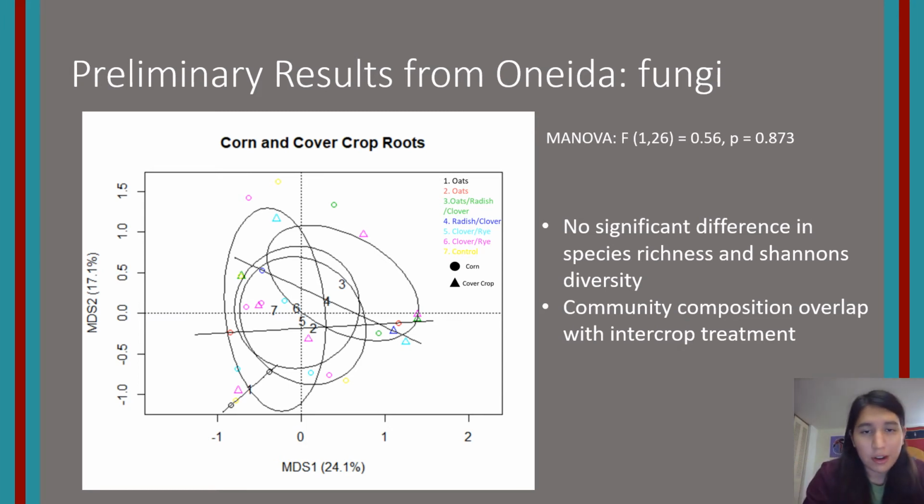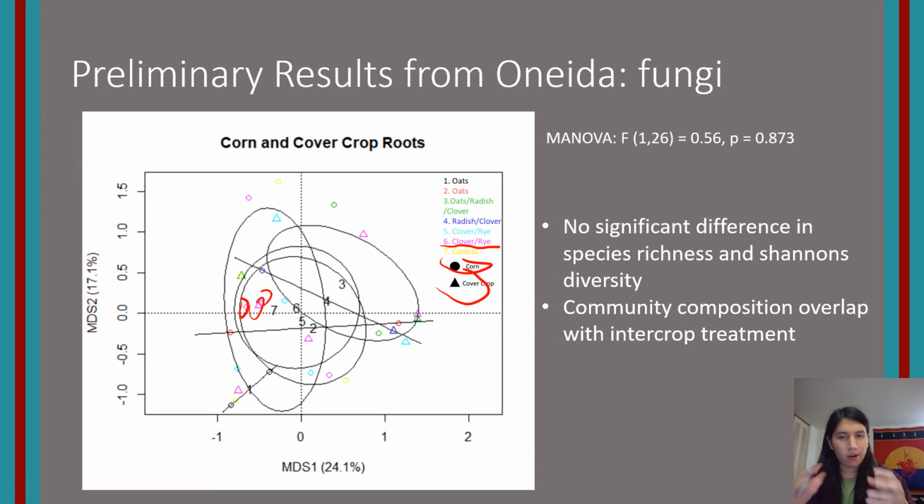So a good example right here is if you look at this pink one, number 6, clover and rye. The corn plant, these two dots right here, and the cover crop plant, like a clover and a rye seed, rye root with these corn roots, they're close together, meaning that they're similar, which makes sense because they're all growing in the same space, these corn roots and these clover rye roots, so it makes sense they have similar microbial communities.